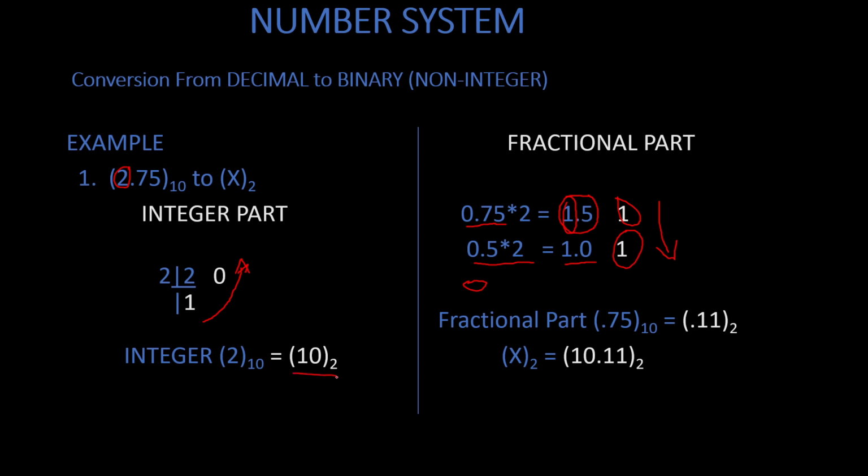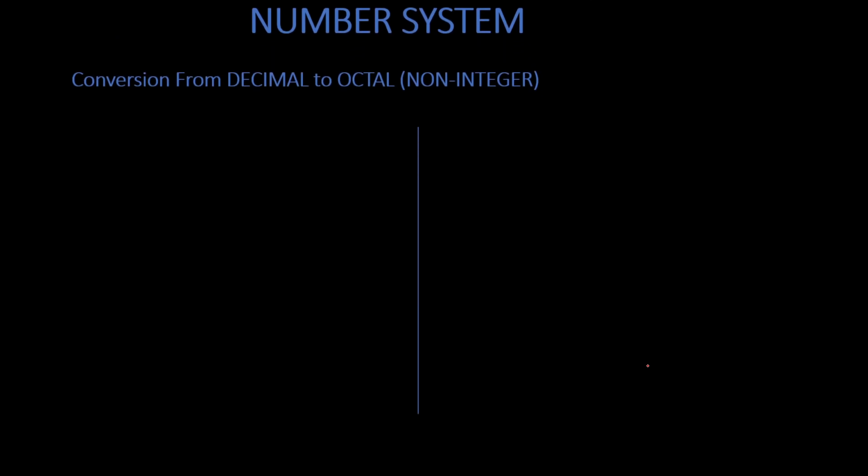And in the binary to decimal, octal to decimal, we have added the integer part and fractional part, and we will be doing the same thing here. Add the integer part and the fractional part, which will be 10.11. And getting to the next slide, we have octal, decimal to octal conversion.